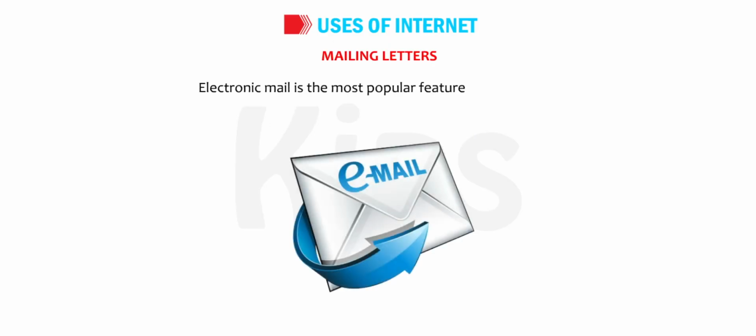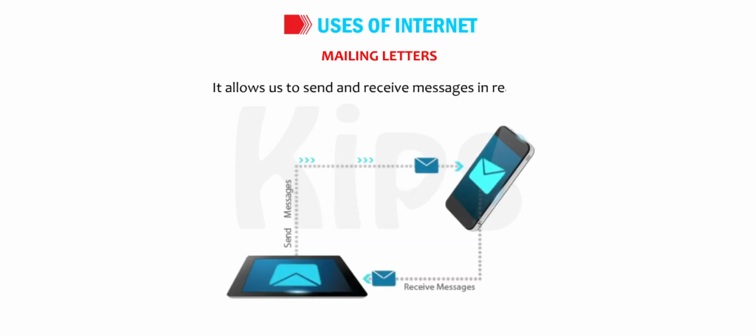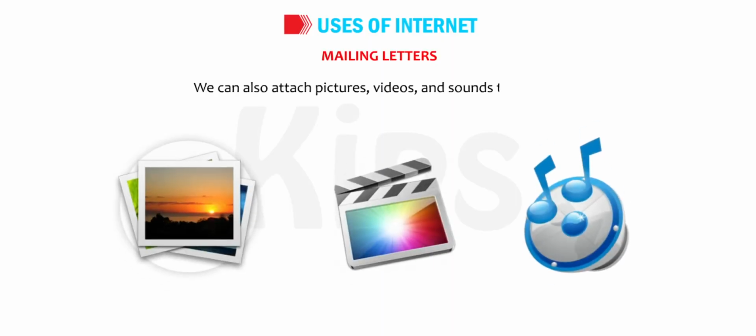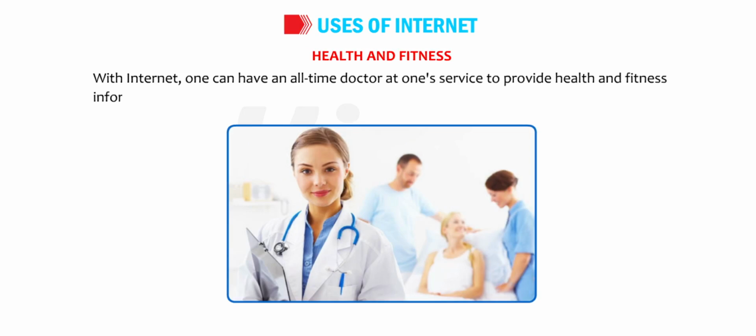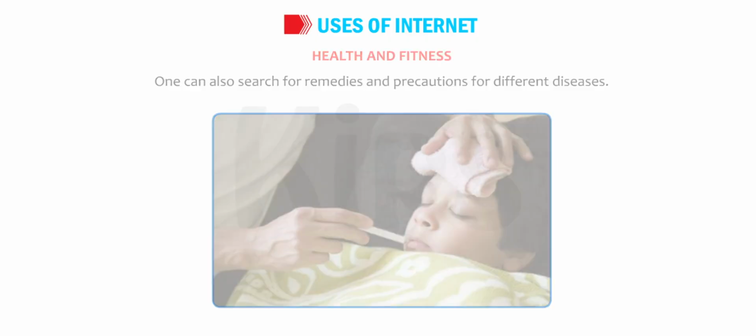Mailing letters. Electronic mail is the most popular feature of the Internet. It allows us to send and receive messages in real time. We can also attach pictures, videos and sounds to an email. Health and fitness. With Internet, one can have an all-time doctor at one's service to provide health and fitness information. One can also search for remedies and precautions for different diseases.